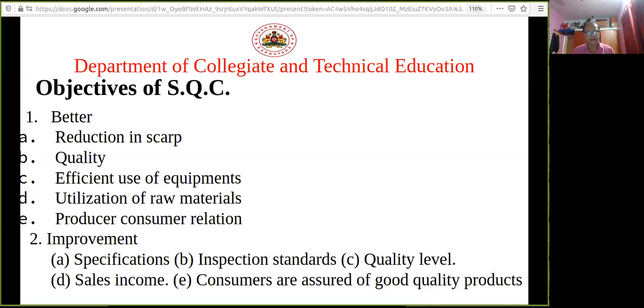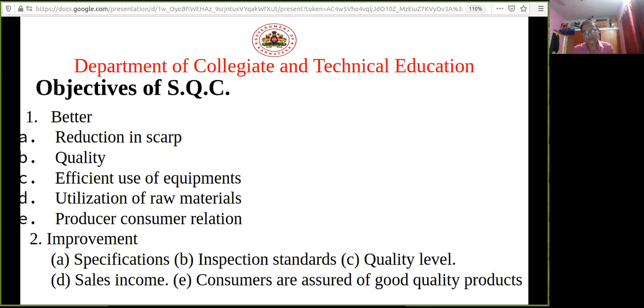Then the second point is improvements. What all can we improve here? The specifications of the products can be improved. When we use statistical quality control tools, naturally the specifications of the product will be improved very easily. And the second point is the inspection standards, as in statistical quality control we are using sophisticated inspection tools.